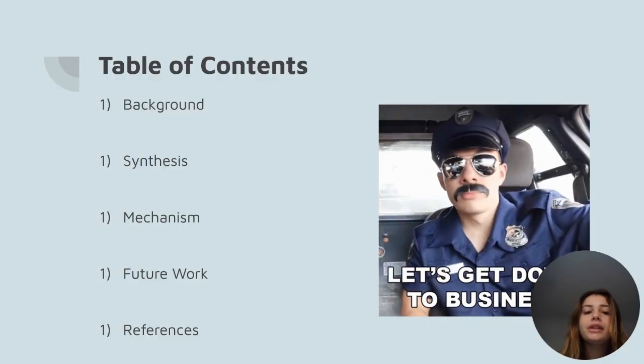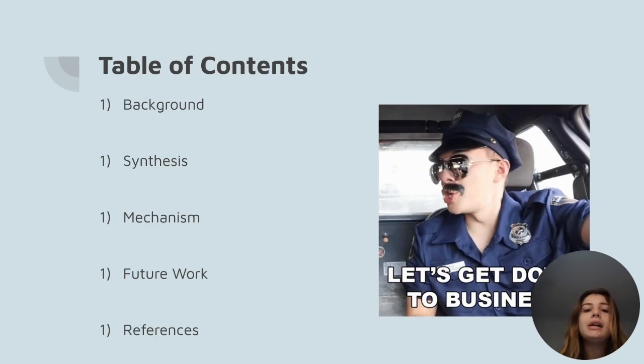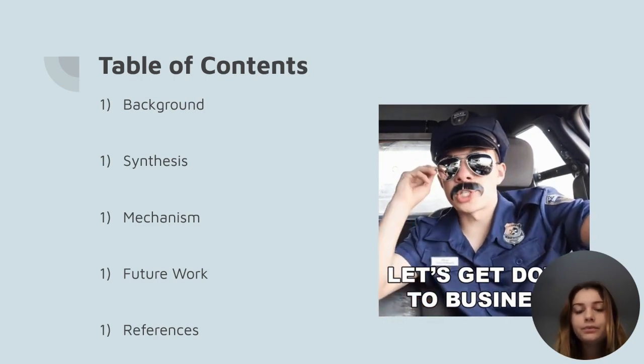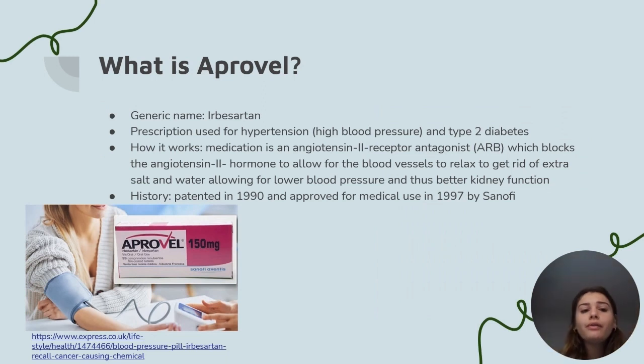So to start things off, the table of contents will go into the background, synthesis, mechanism, future work, and then references. So to start off, what is Aprovel? Well, the generic name is Irbesartan. Aprovel, also known as Irbesartan, is a common cardiovascular medication. This prescription is used for high blood pressure, also known as hypertension, and type 2 diabetes.